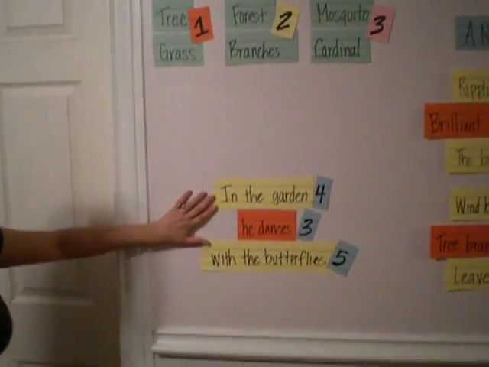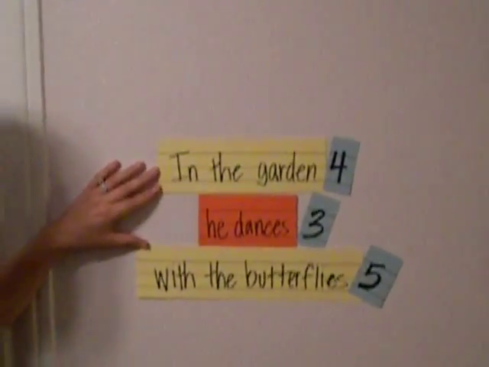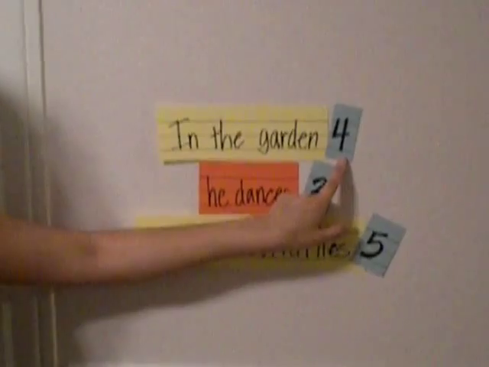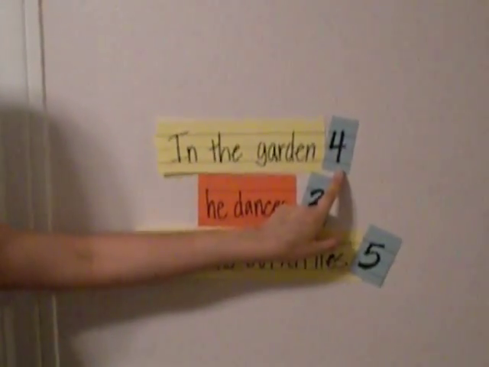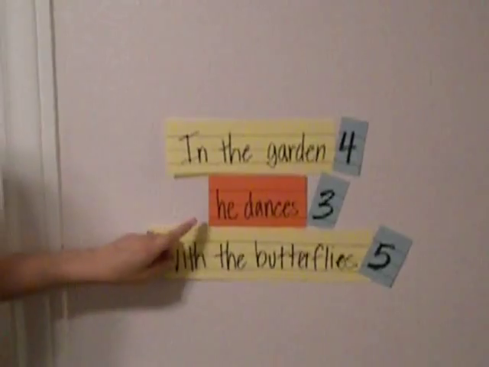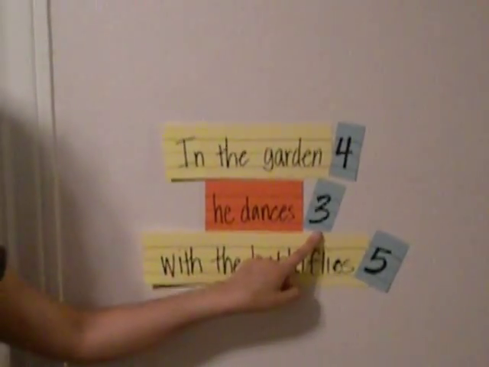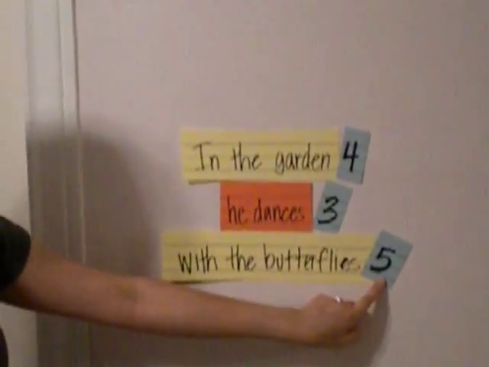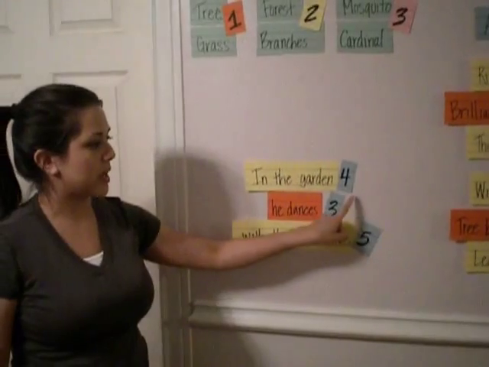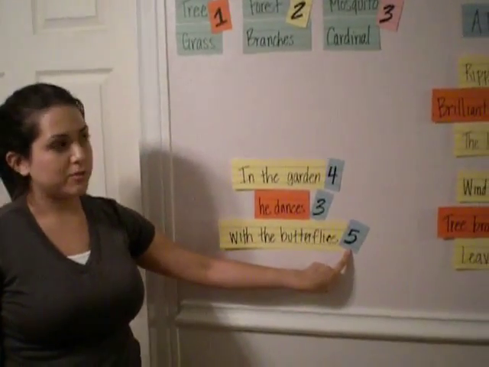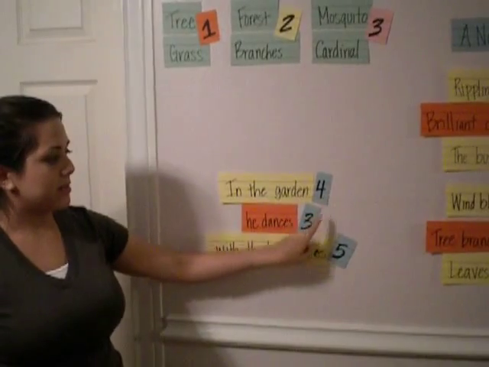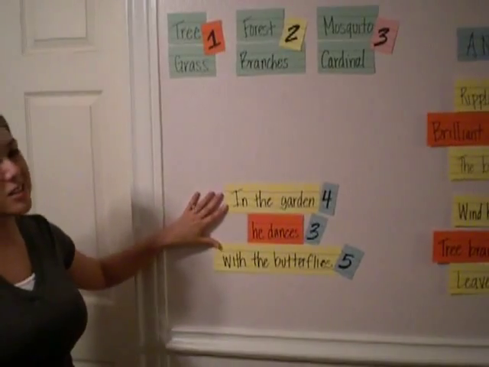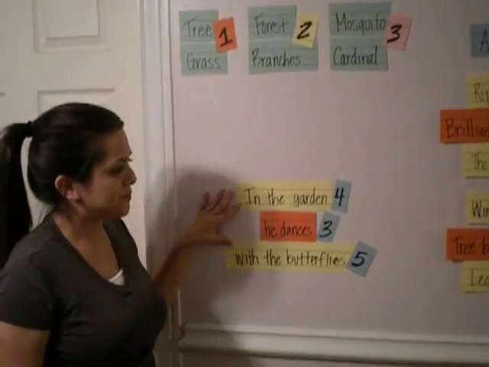Let's look at this example of something that doesn't quite meet the requirements. In the garden, this first line only has 4 syllables. So this would not meet the first line requirement for a haiku. The second line, he dances, only has 3. And our third line, with the butterflies, has 5. So if you look at the numbers here for syllables, you only have 4, 3, and 5, which you need to have 5, 7, and 5. So although this does have to do with nature, this doesn't really meet the format requirement.